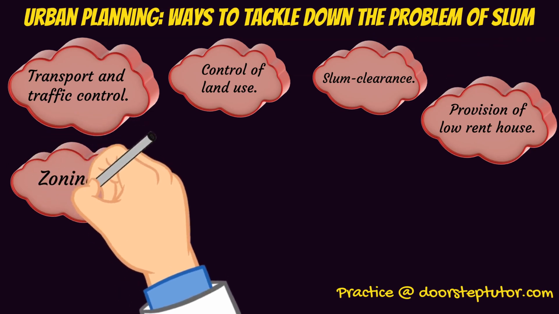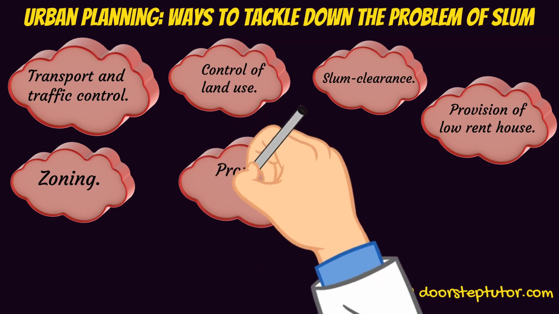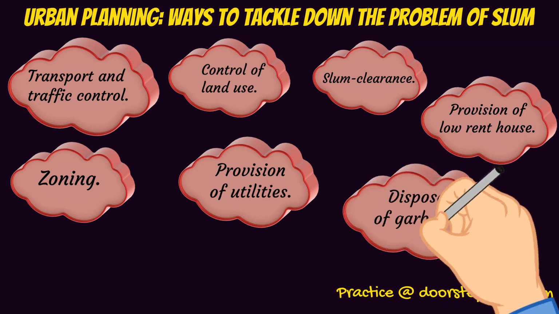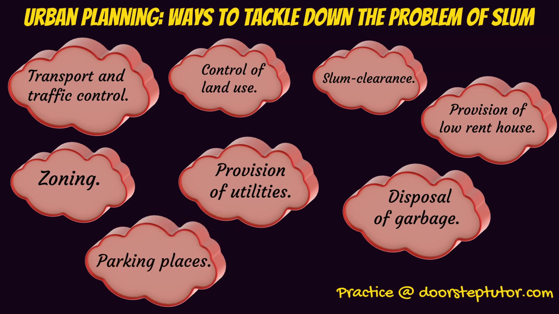Number 5, zoning. By zoning, it means those areas where the slums are, and those areas where the rich people are living. Those areas where transport and traffic management is required, and those areas where all the recreation facilities are available. With these zonings, urban planning becomes quite easy and feasible. Number 6, provision of utilities. Number 7, disposal of garbage. And at last, number 8, parking places.